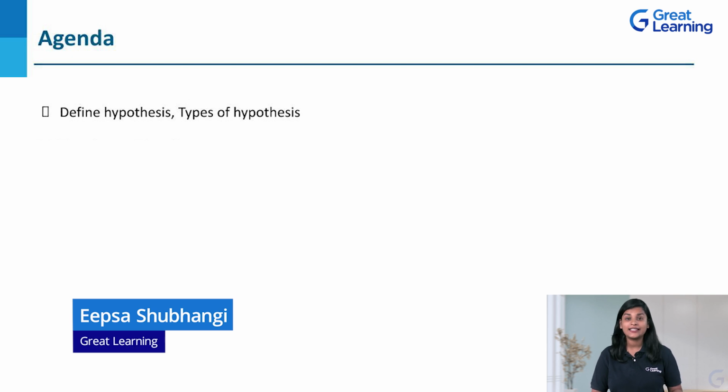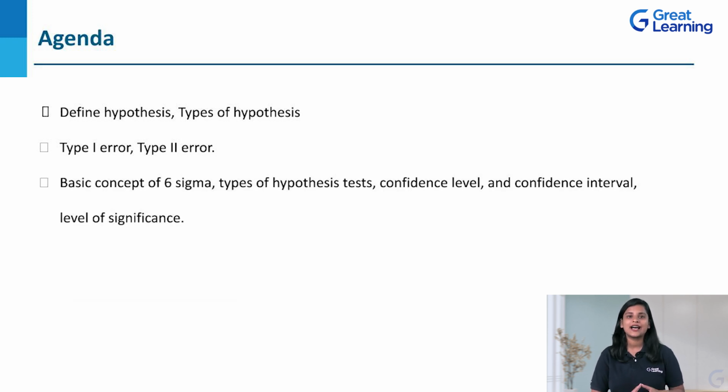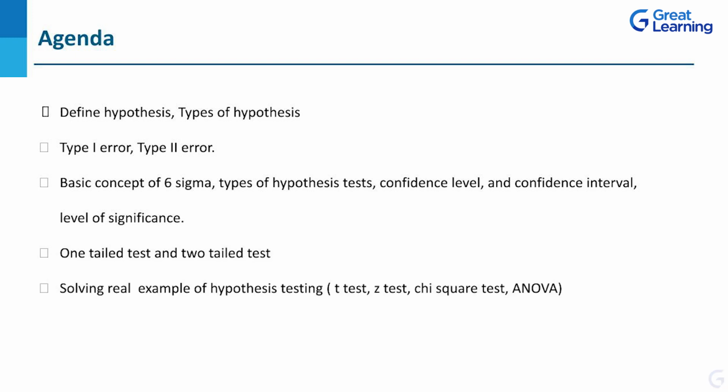So very quickly, let me walk you through the agenda for today's course. In today's course, we are going to define hypothesis and types of hypothesis. Then we will discuss type 1 error and type 2 error. Then we will discuss the basic concept of 6 sigma, types of hypothesis test, confidence level and confidence interval, level of significance. One-tailed test and two-tailed test will also be discussed, and we will also solve real examples of hypothesis testing including t-test, z-test, chi-square test and ANOVA.